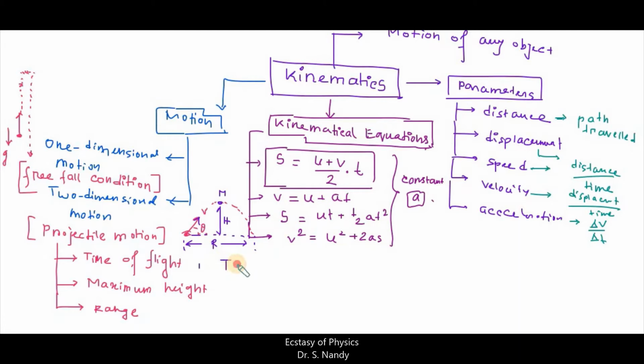Then the expression of time of flight is equal to 2 v sine theta upon g. The maximum height h is equal to v square sine square theta by 2g, and the range r is equal to v square sine 2 theta by g.